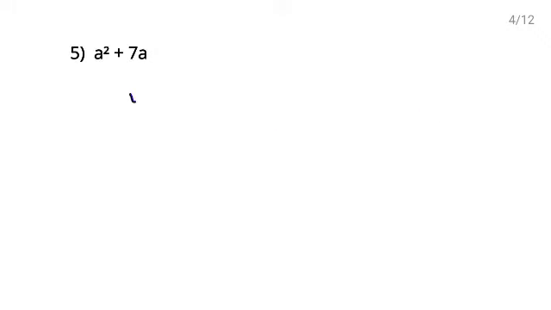Next, 5a square plus 7a. The numerical term is not common, right? We don't have a numerical factor common here, but the variable base is a. Base a ही है, so we will take a outside.